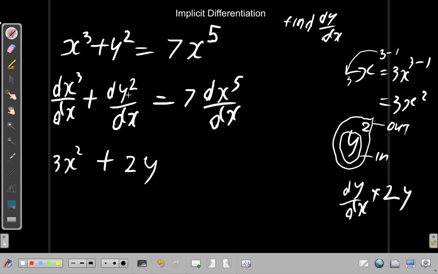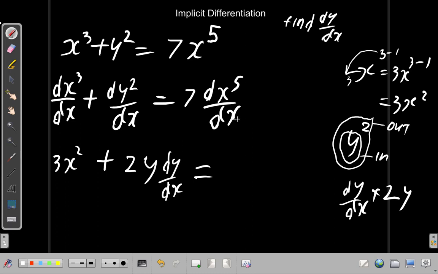And then what you have is d by dx of something. It is y, so it's dy by dx. D by dx of y is the same thing I call dy by dx. So here, you differentiate y squared, you get 2y. And then you multiply it by dy by dx.